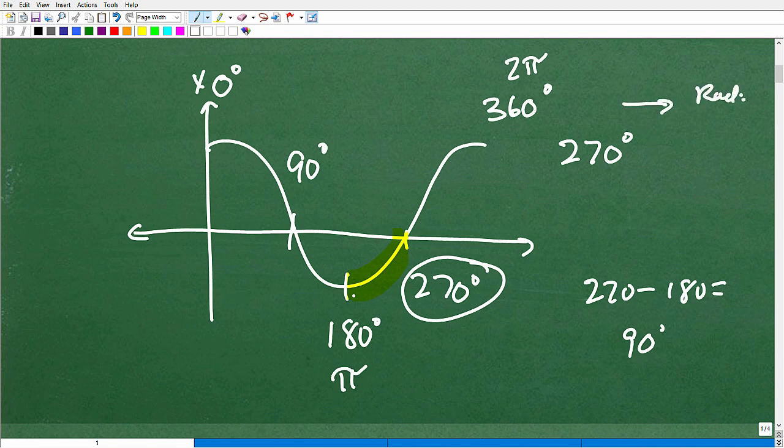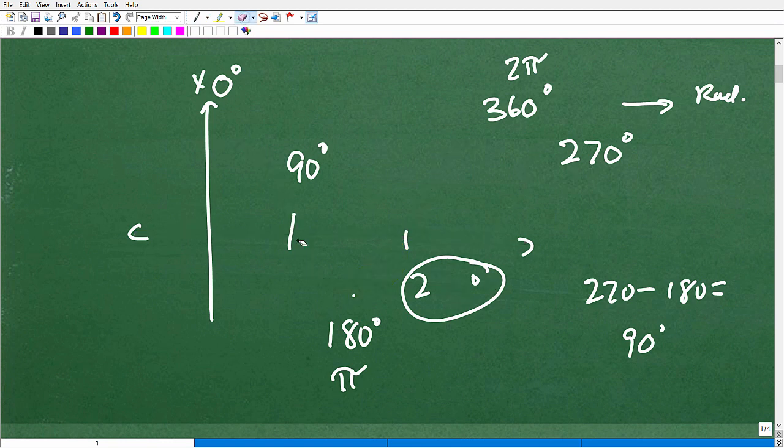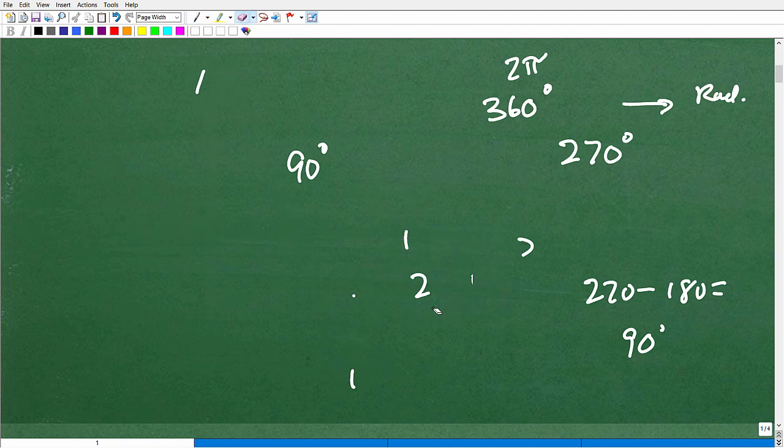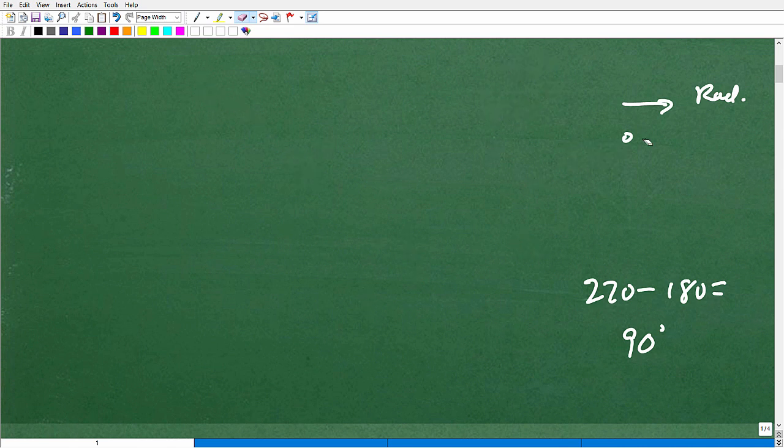Now, I don't want to go off on too many tangents. We did answer this question, but let's take a look at this real quick. Let me erase this here. I'm going to review this one more time just to make sure that we understand it. Let's practice real quick what 270 degrees is as a radian.